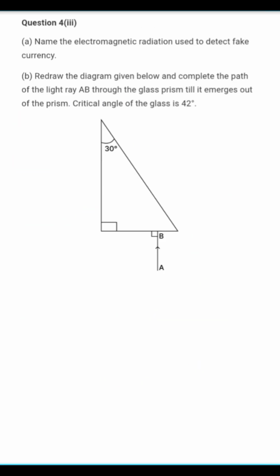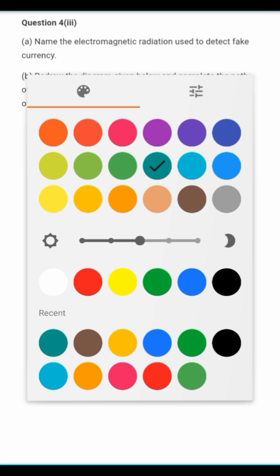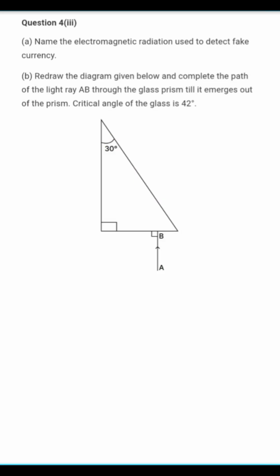Next question, name the electromagnetic radiation used to detect fake currency. So again, I guess this is a very easy one, you all will be able to do it. It is UV radiation. Okay, now the next one, we have to complete the ray diagram for this particular prism.